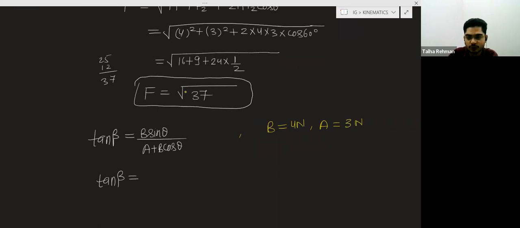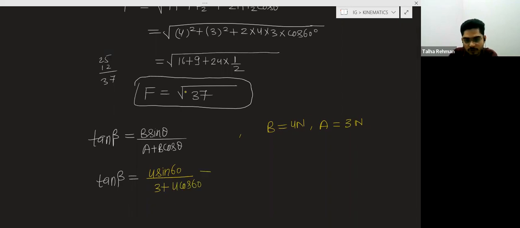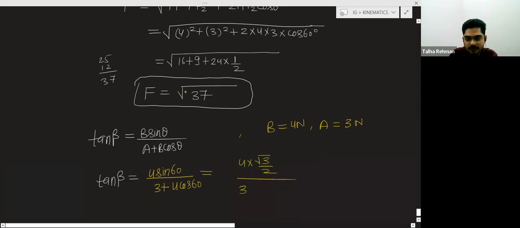Now tan beta is equal to B sine theta divided by A plus B cos theta. B means 4, sine theta means sine 60. What is A? A is 3. So 3 plus B cos theta, which means 4 cos 60. Now solve it. 4 sine 60 means 4 into root 3 by 2. And this is 3 plus 4 into cos 60. Cos 60 means 1 by 2.